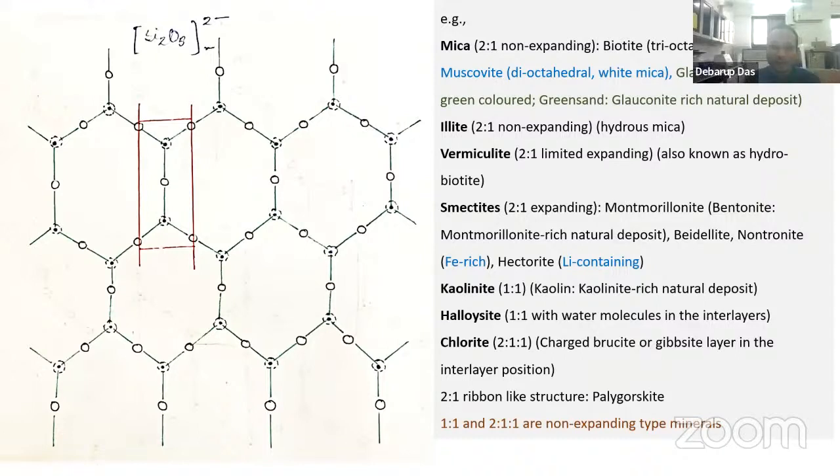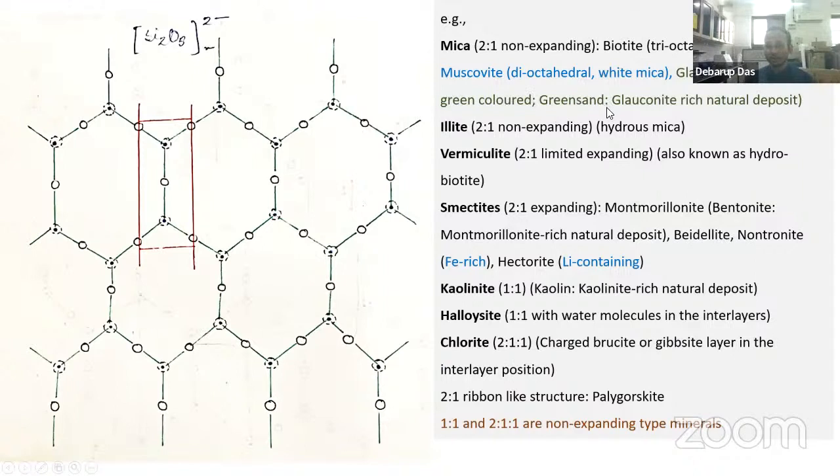Now, please try to remember this box. There are some examples, actually, and these examples are very important for competitive examinations. Mica, 2:1 non-expanding mineral. Biotite is a trioctahedral, black mica. Muscovite, dioctahedral, white mica. Trioctahedral means all the octahedral positions are filled up with cations. And dioctahedral means 2/3 of the octahedral positions are filled up. So muscovite, please remember, white mica, dioctahedral. Biotite, trioctahedral, black mica. Glauconite is an iron-rich, green-colored mica.